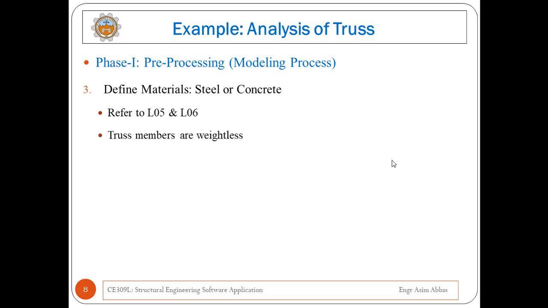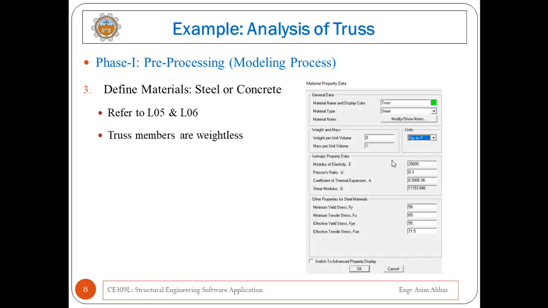Okay, as per the truss analysis assumption, the truss element is weightless, so in order to follow the assumption, the weight and the mass density will be put equal to 0 in the material property data, right?